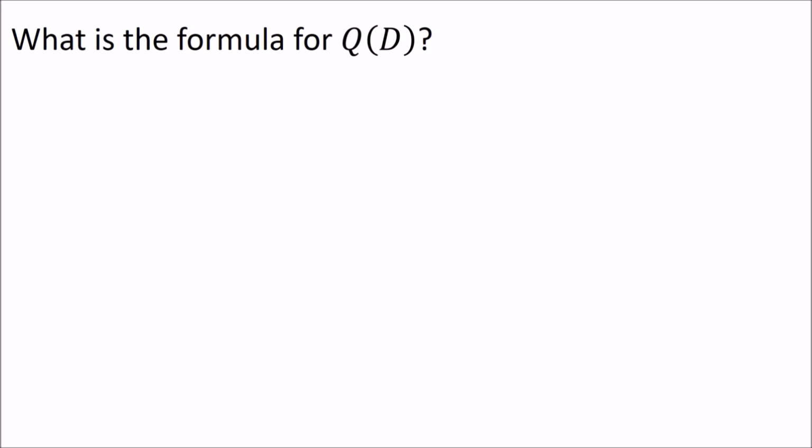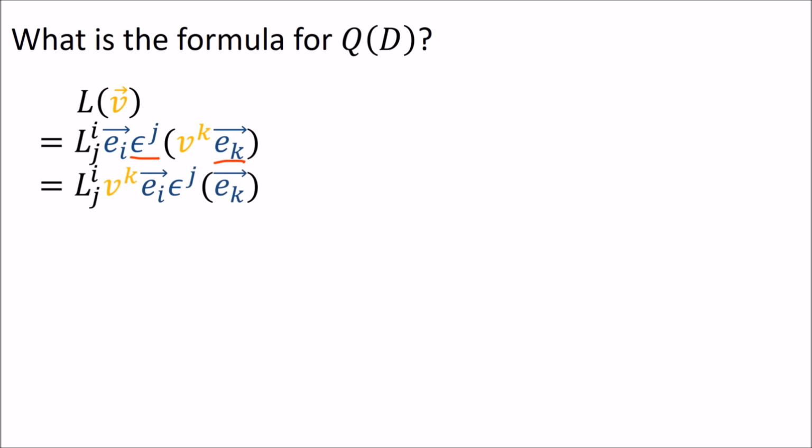Okay, so the next thing to figure out, what is the formula for Q acting on the input D? And this is actually a bit of a trick question because it turns out that there's no single way to get Q to act on D, and I'll show you what I mean. So let's take the example of a linear map L acting on a vector V. When we expand these out into their linear combinations, we can see that we only have one covector in L and only one vector in the input V. So there's only one possible thing that can happen. Epsilon j has to act on e_k.